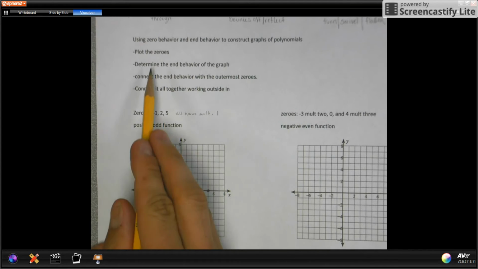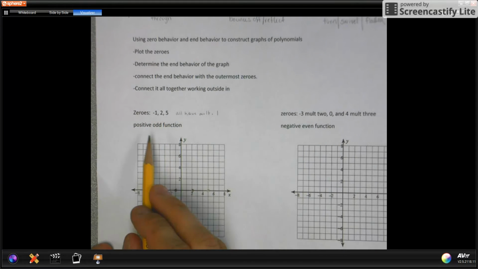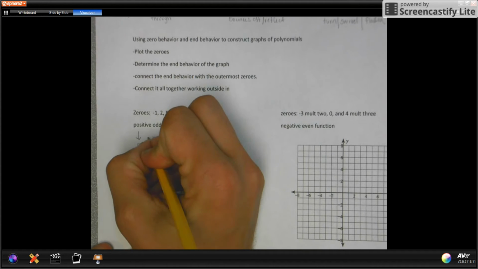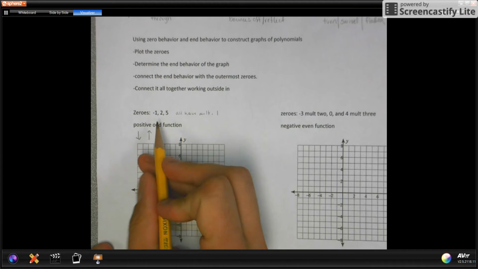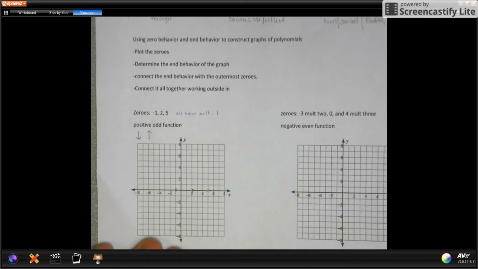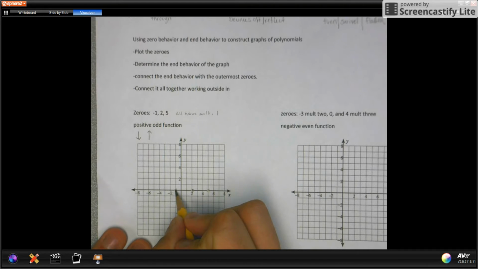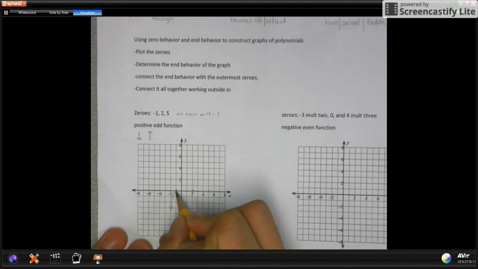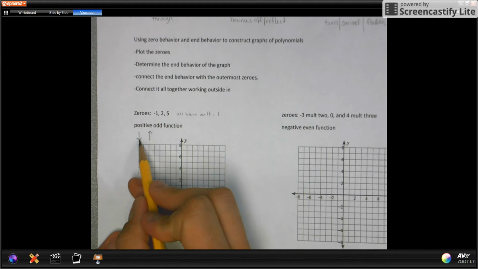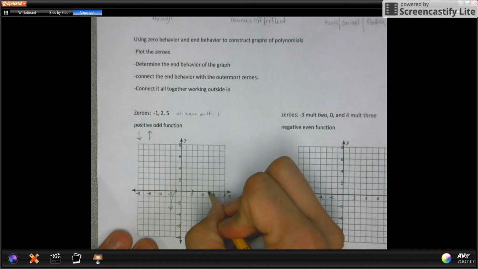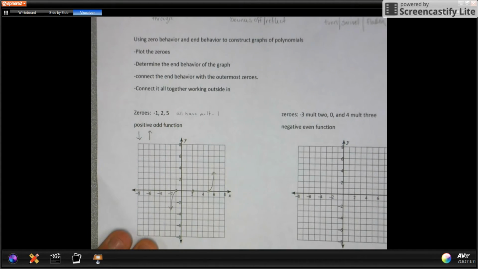From there, you'll notice we determine the end behavior of the graph. Okay, so this is a positive odd function. So I know that my endpoints are going to look something like this. They're going to go opposite because it's odd, and they'll go in this direction based on the fact that it is a positive function. So what I can then do is connect the end behavior with the outermost zeros. At this point, it's going to go down. This is my zero furthest to the left, so that's going to affect this endpoint. I know once it gets past this zero, it's going to increase, so I'm just going to draw an up arrow like that.